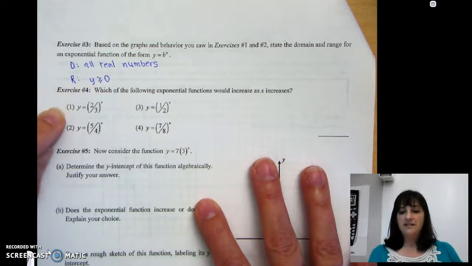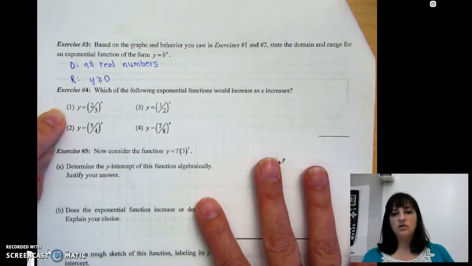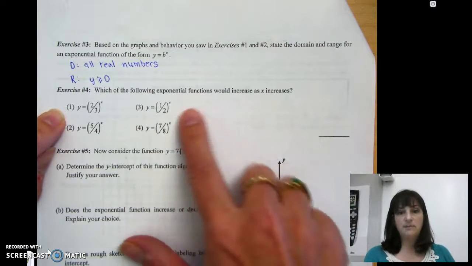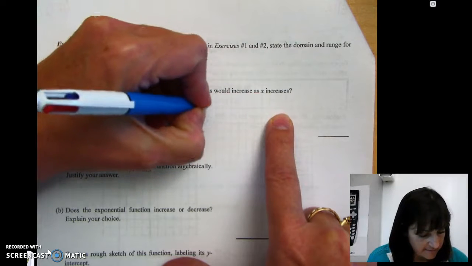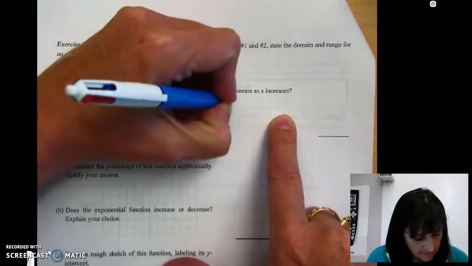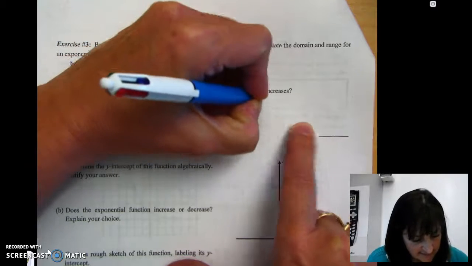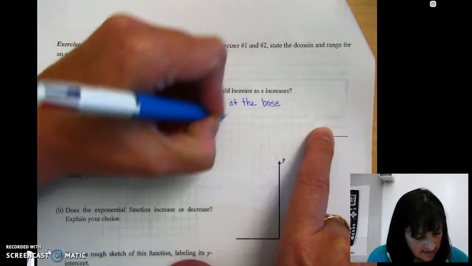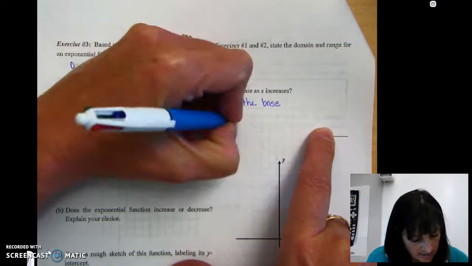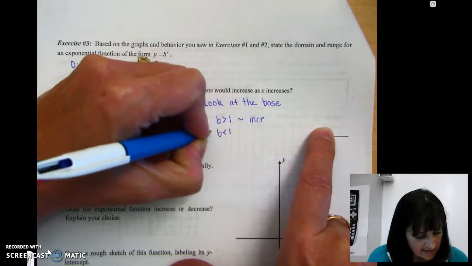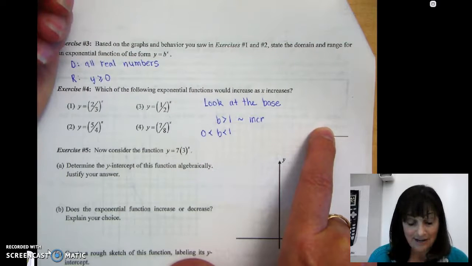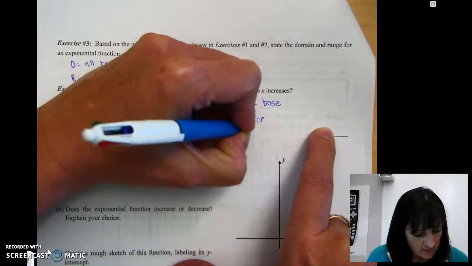All right, now if you paid attention on the last page, we can determine really quickly whether or not an exponential function is increasing by examining the value of b. So if we look at the base, and the base is greater than 1, the graph will be increasing. And if the base is between 0 and 1, remember it can't be negative, the graph will be decreasing.